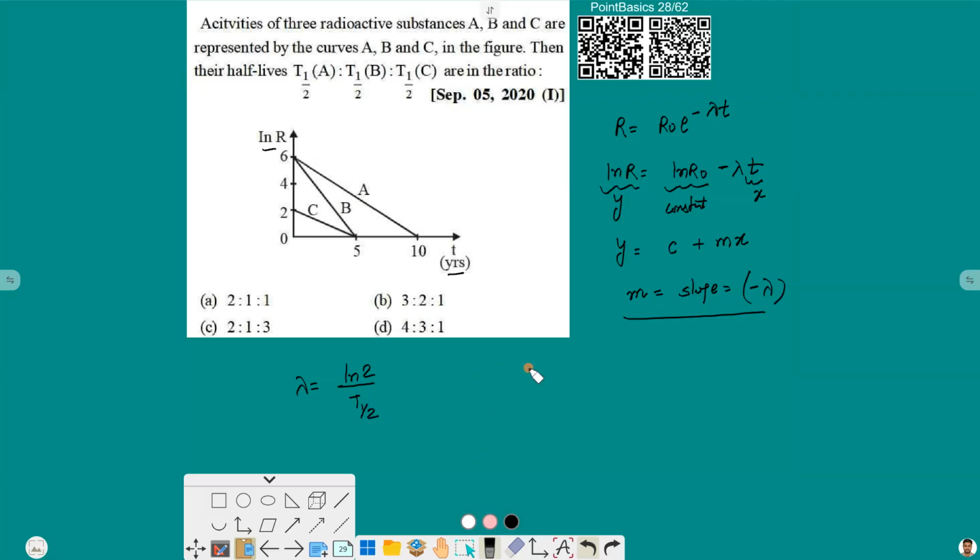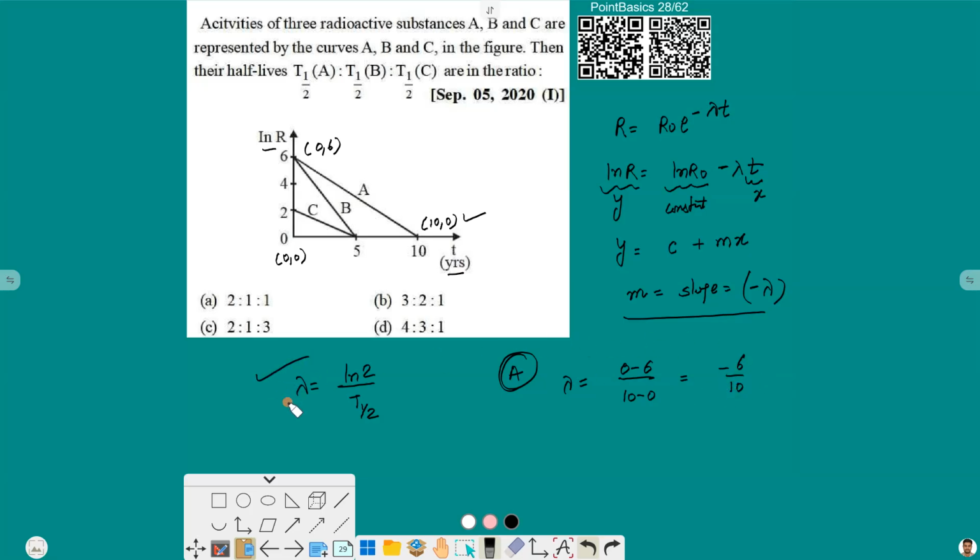So let's calculate for A. For A, we will take 2 points. This point will be 0, 6 and this point will be 10, 0. So the slope is delta y by delta x. The change in y will be 0 minus 6, and the change in x will be 10 minus 0. So that is minus 6 by 10.